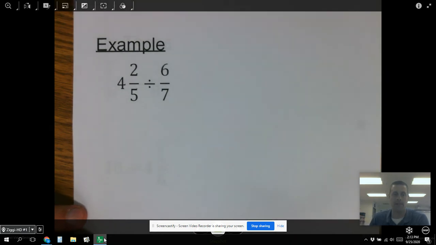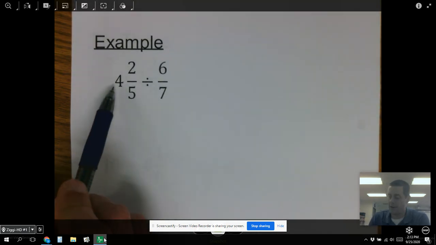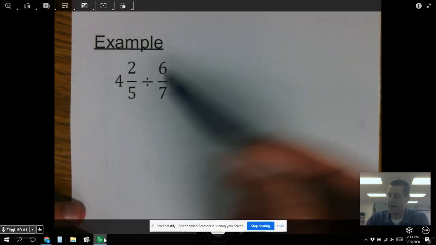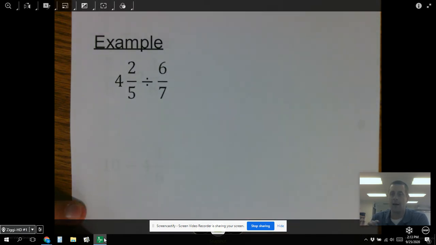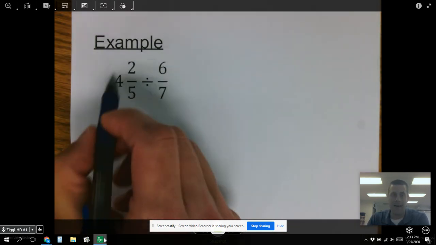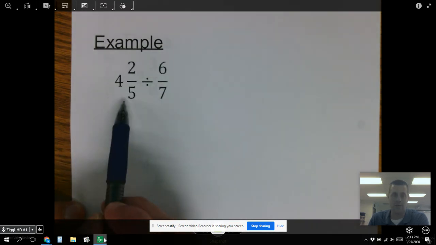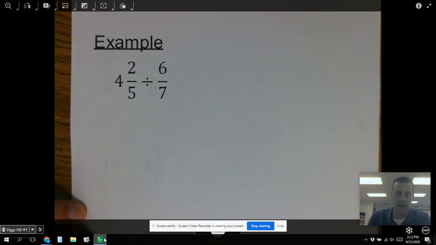All right, let's do one more example. Please copy it down. 4 2/5 divided by 6/7. Again, making sure all values are in fraction form before we begin. That means converting this mixed number, 4 2/5, into an improper fraction.